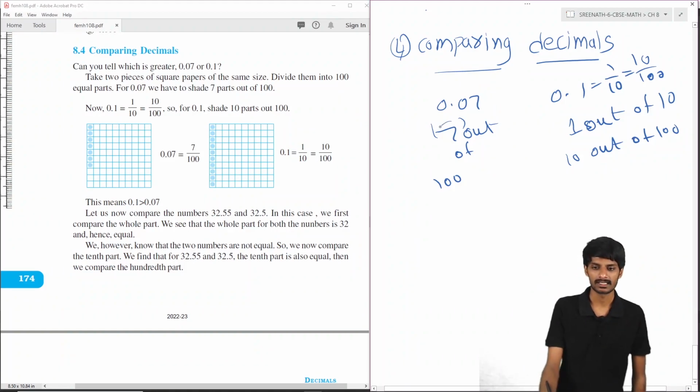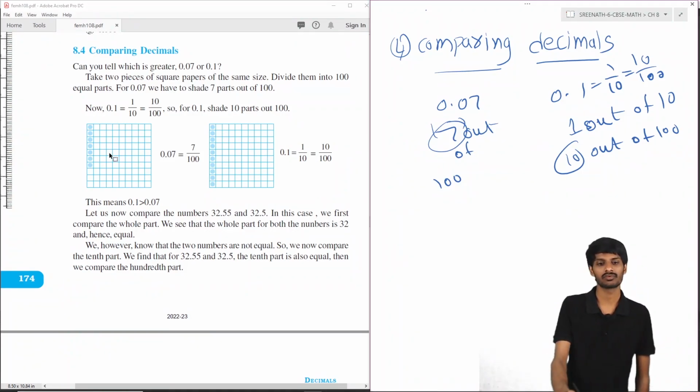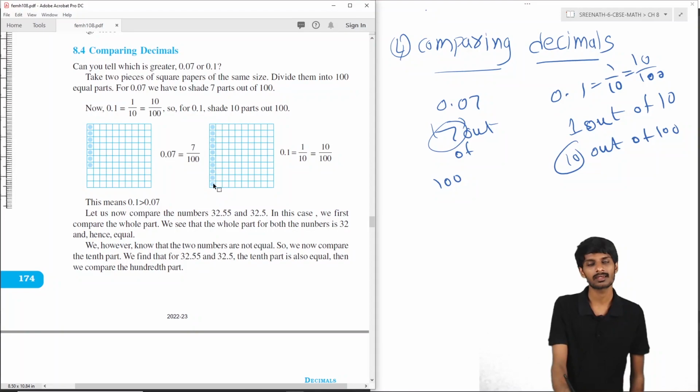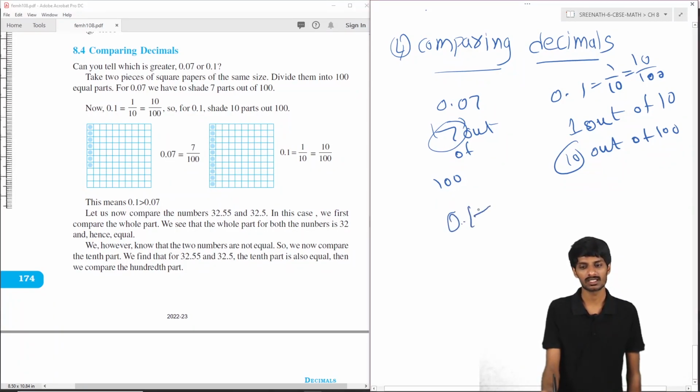Okay, students, so it is 7 parts out of 100 parts, and 10 parts out of 100 parts. Then which is greater? Obviously 10 is greater. If you see here, there are only 7, and there are 10 parts. So finally, we can say 0.1 is greater than 0.07.